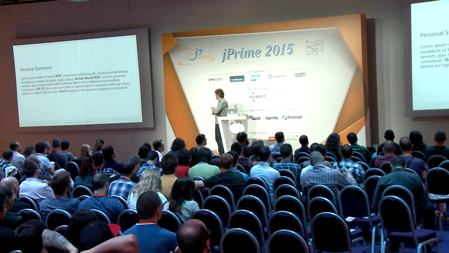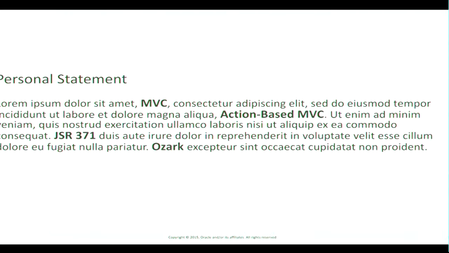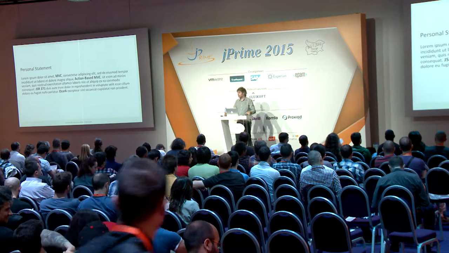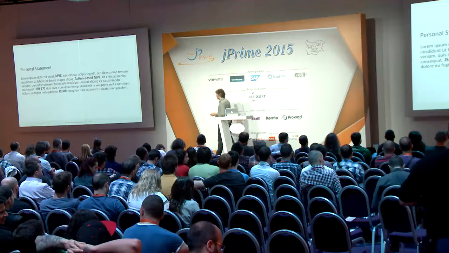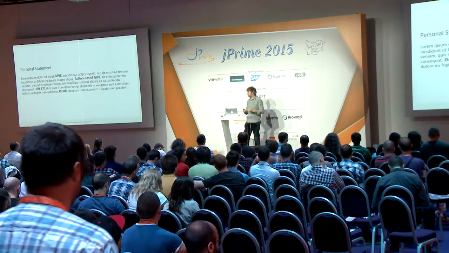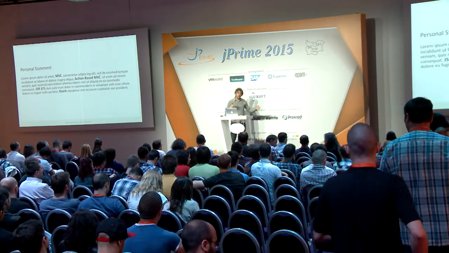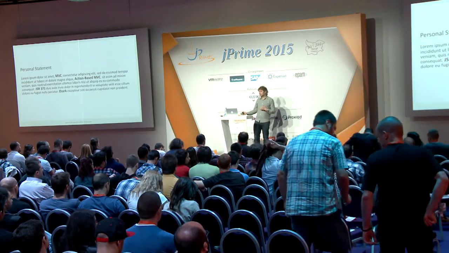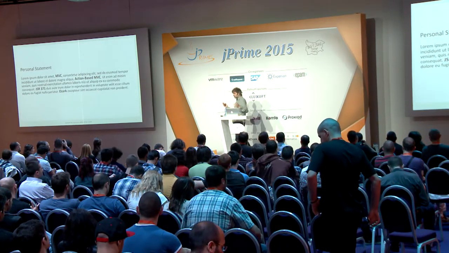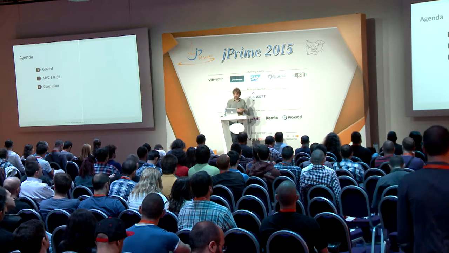So I will talk about MVC. When I say that, most of the time, I really mean action-based MVC, JSR 371. Now, JSR 371 is a specification, so we also need an implementation. We have Ozark, which is the reference implementation. So I will maybe sometimes mix those words, but when I say MVC, without context, it's really action-based, action-oriented MVC.